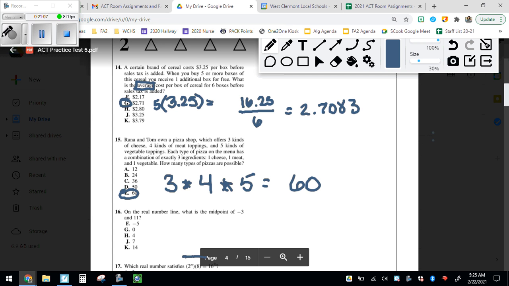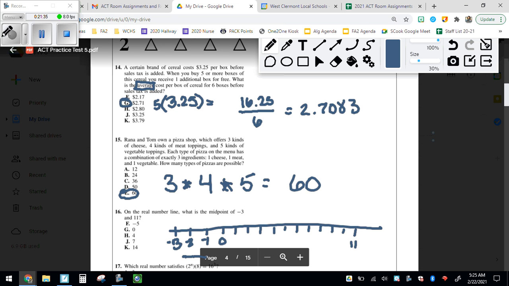All right. Number 16 says, on a real number line, what is the midpoint of -3 and 11? So midpoint means the middle, surprise, surprise. And if it were me, I would just write this one out. -3, -2, -1, 0, 1, 2, 3, 4, 5, 6, 7, 8, 9, 10, 11. You can tell I'm getting a little lazy there.